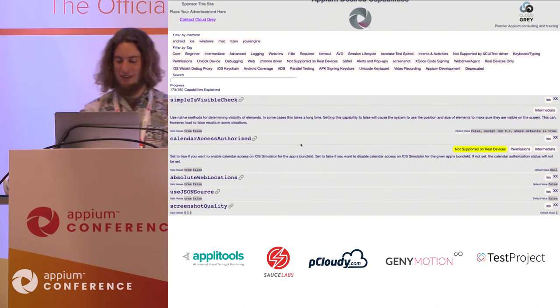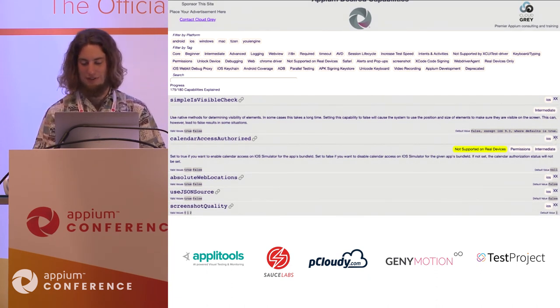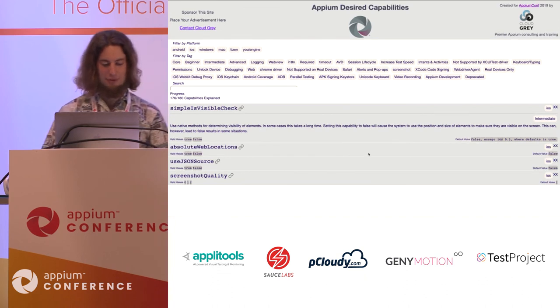Calendar access authorized, again, that's just saying whether or not the app has access to the calendar, you can set it.